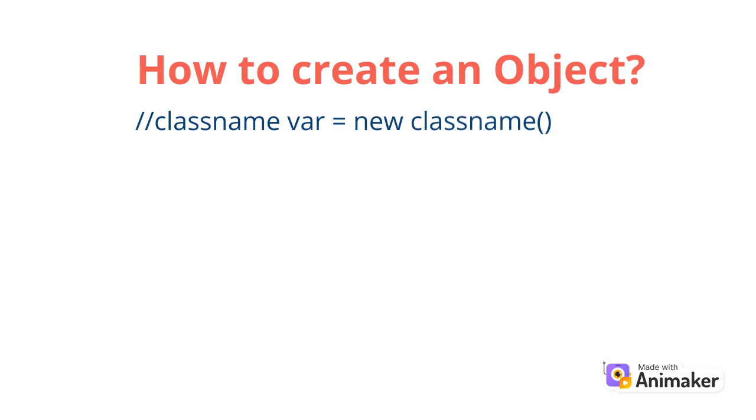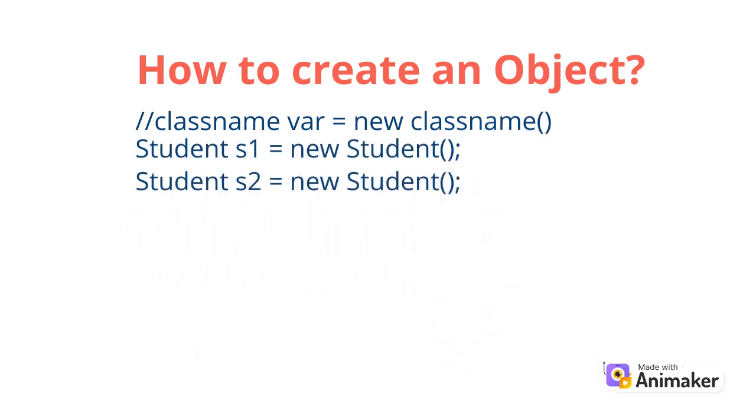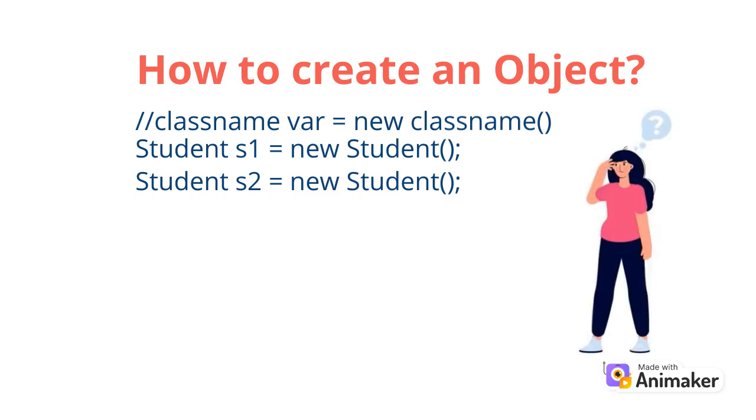So, we type student, which is our class name. And we have to give our object a name. We will just call it s equals new Student. So now, if we ever want to access anything in our student object, we'll use this s. So, how do we do that?